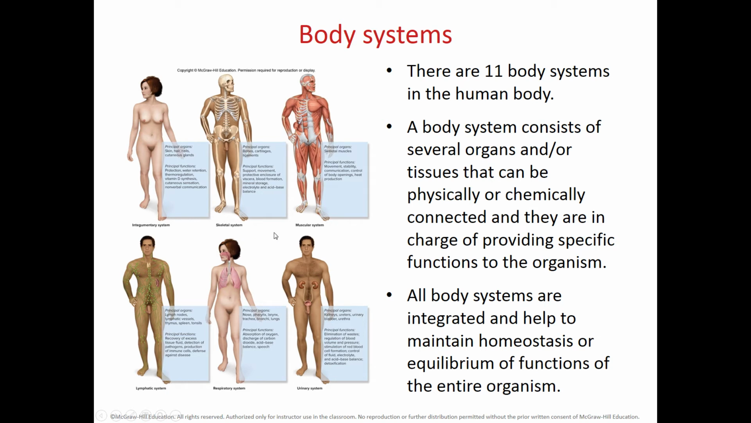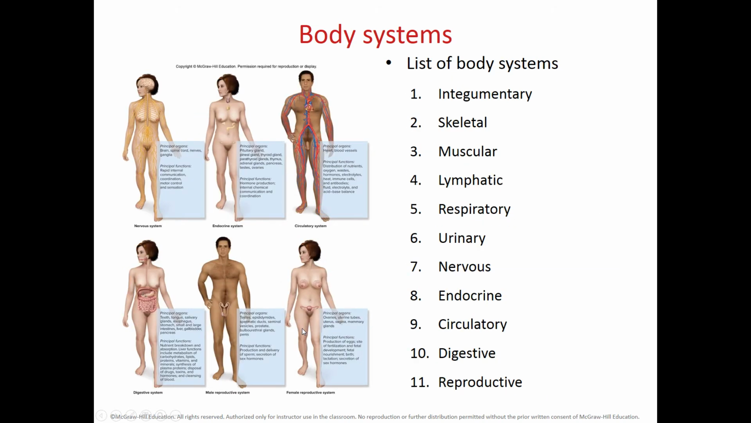So we have also the skeletal system, muscular system, lymphatic, respiratory system, urinary system, and then you can see there what their functions are. So we have in this case the list of the body systems: integumentary, skeletal, muscular, lymphatic, respiratory, urinary, nervous, endocrine, circulatory, digestive, and reproductive. In this figure, they separate the male and the female reproductive system, but in general, the function is the same, which is to reproduce or to perpetuate our species.